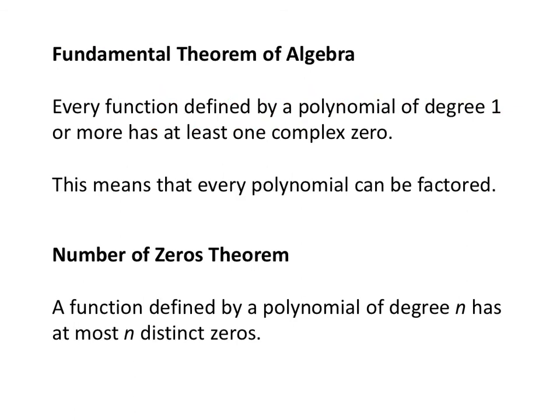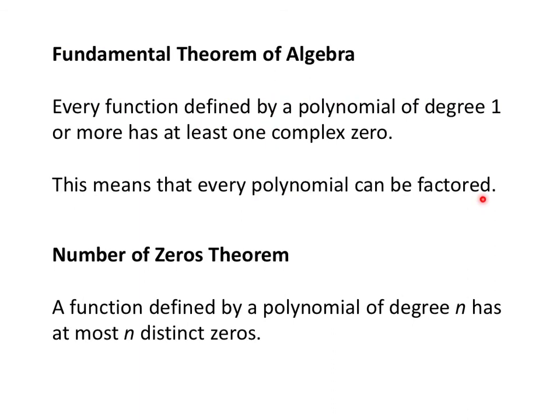As we proceed, we've got the fundamental theorem of algebra. Every single function defined by a polynomial of degree 1, meaning that x is to the power of 1 or greater, has at least one complex zero. That means that every polynomial can be factored, even if the factors you get are not real, if they are complex. You can still do that.